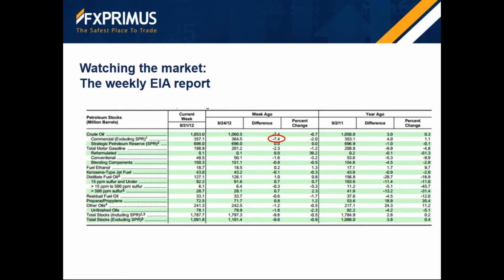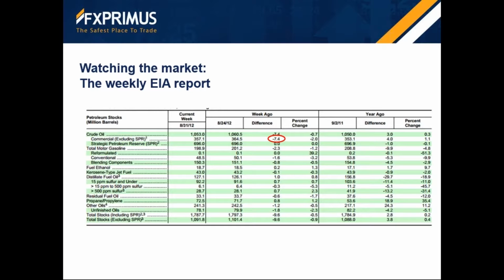A negative figure like we have now shows a drawdown in inventories, which suggests that demand for oil exceeds supply. As a result, prices would usually move higher. On the other hand, an increase in inventories would tend to push prices lower. Now, as you can see here, there's something called the Strategic Petroleum Reserve, the SPR. That's the U.S. government holdings of oil. The market usually ignores any changes there.